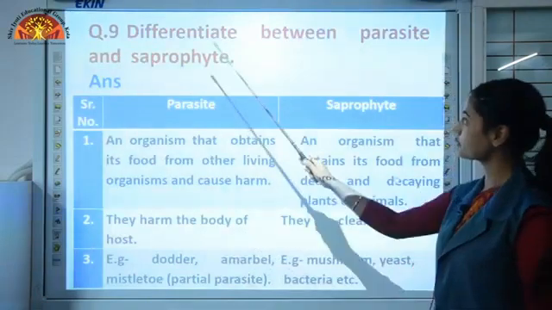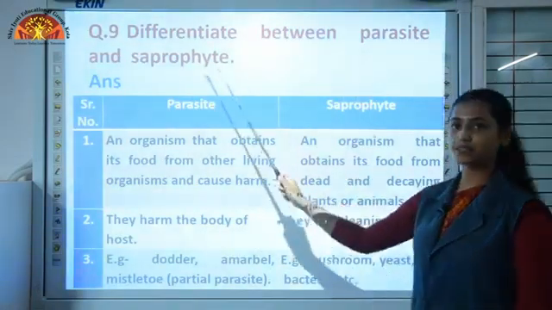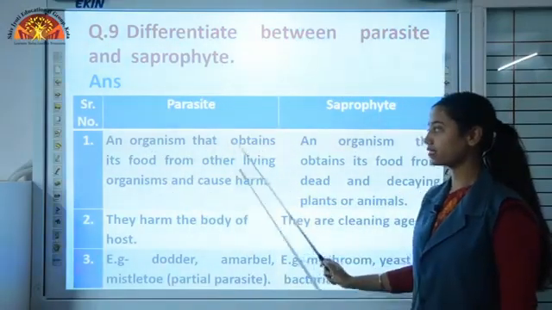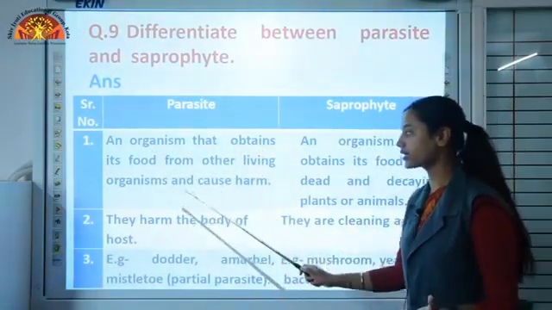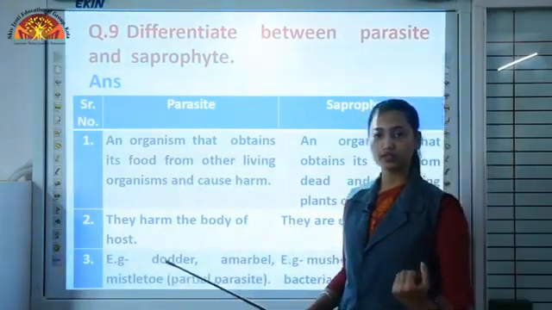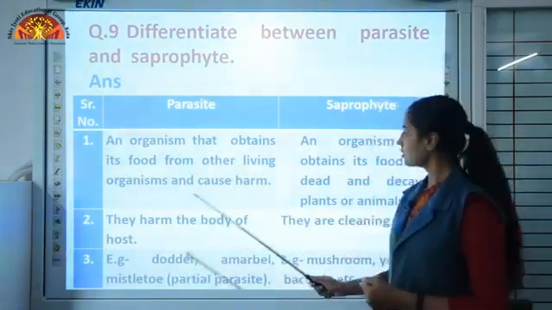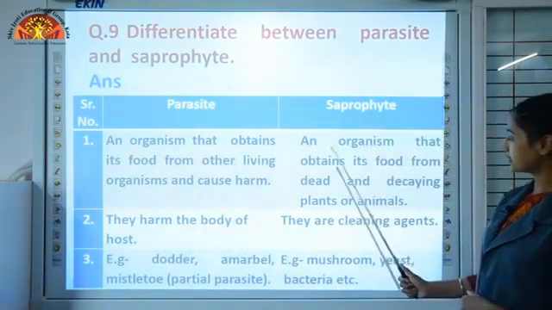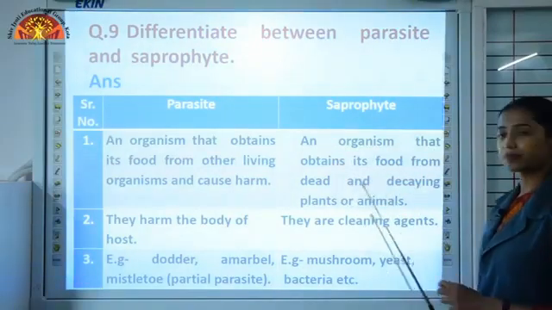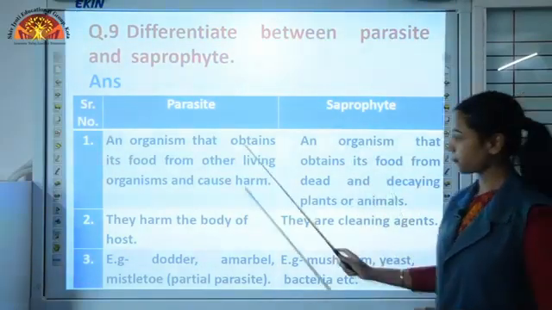Then next, differentiate between parasite and saprophyte. A parasite is an organism that obtains its food from other living organisms and causes harm, like when a mosquito bites us. So it is harmful for us. Whereas saprophytes are organisms that obtain their food from dead and decaying plants or animals.